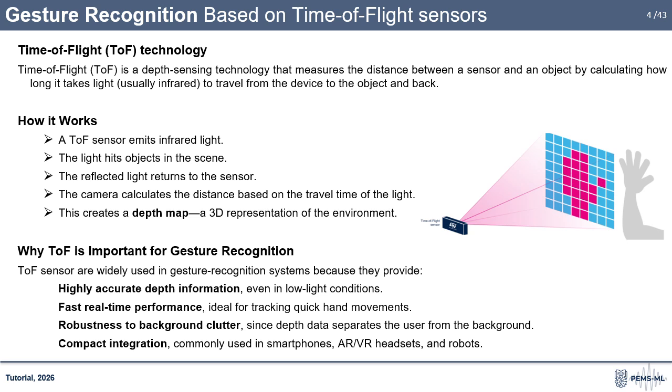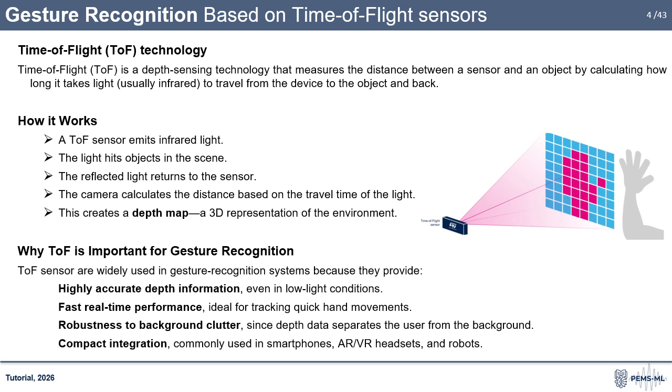Depth information is especially important for gesture recognition. Gestures take place in three-dimensional space. Hands move toward and away from the sensor, and the system must distinguish the hand from the background. Depth sensing solves these challenges by adding a third dimension to perception, independent of color or lighting conditions. Time-of-flight sensors are therefore particularly well-suited for gesture recognition.